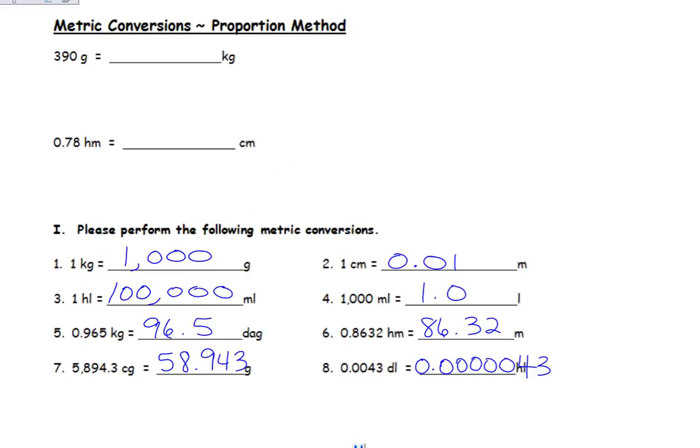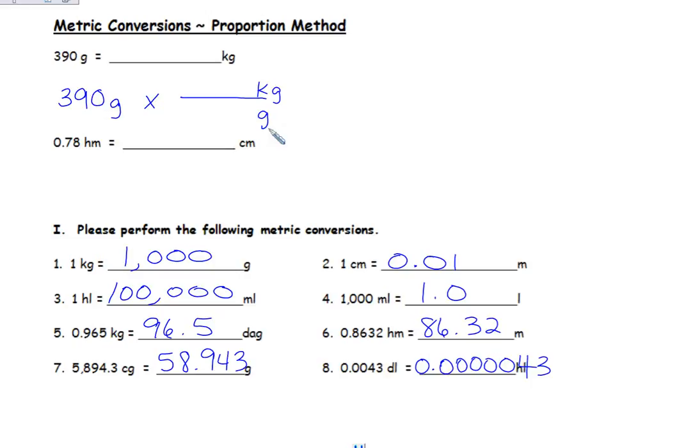Another option is this proportion method. I'll show you what it looks like. Take it or leave it. You could set up a proportion. You start with what you have, 390 grams. The unit that you start with will go on the bottom because you want it to cancel. The unit that you want goes on the top. So this is going to be grams times kilogram divided by gram. So eventually grams and grams will cancel.